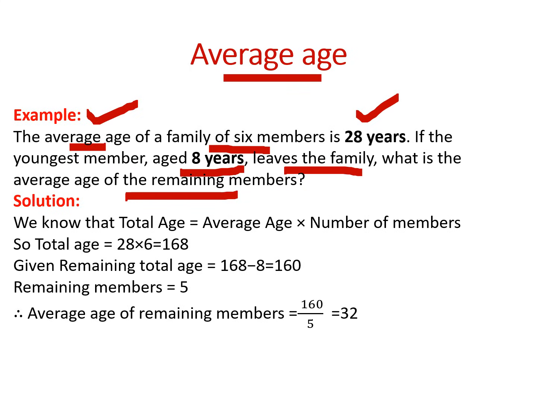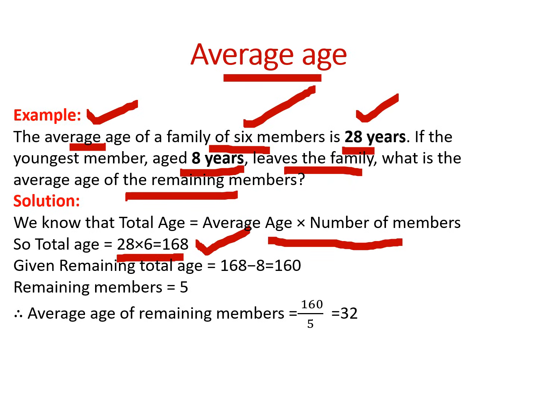First, we need to find the total age of all 6 family members. We know that total age will be equal to average age into number of members. Here the average age is 28 years and the number of members is 6. Therefore, total age will be equal to 28 into 6, which is equal to 168 years. So, the total age of all 6 members is 168 years.